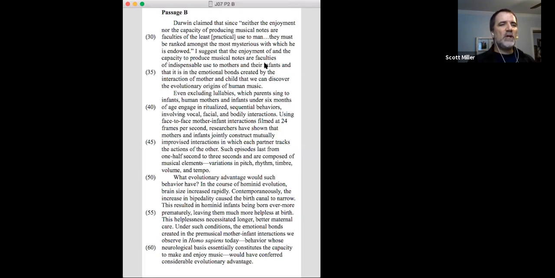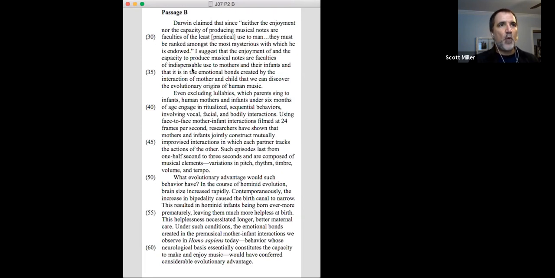But if you don't know, it's really tempting to focus on the words that you are confused by or don't understand. What you should be doing, if you're seeing a lot of language that you don't understand, is just focus on what you do understand. This is talking about producing musical notes.